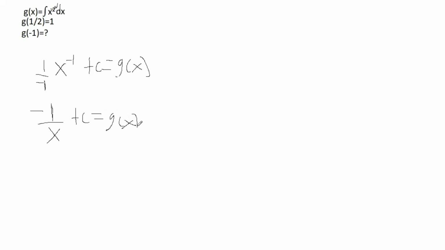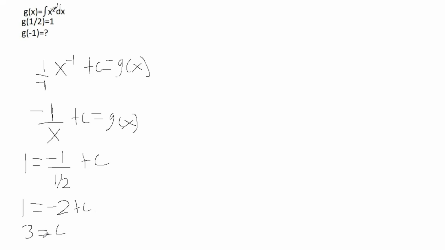Now we're ready to rewrite this. So now we have 1 equals negative 1, and then we put in 1/2, right here, and then we do plus c. Now we're just trying to figure out what c is. So let's do some algebra and all that good stuff. So negative 2 plus c, and that means that 3 is equal to c.